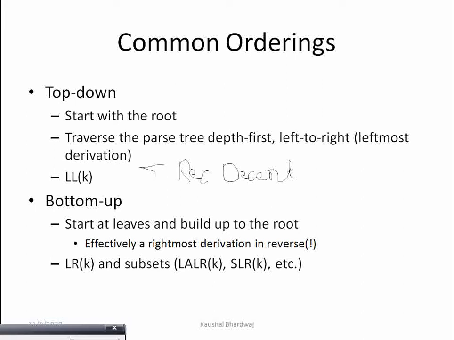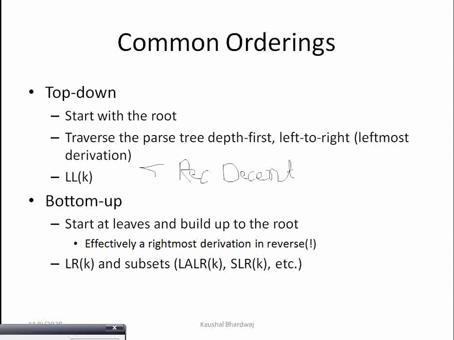The other two methods are the top-down approach and the bottom-up approach. In the top-down approach, we start from the root and try to derive and reach the leaf, right? So we start from the root, we traverse the path in depth first order, and we also use left to right, leftmost derivation, where we derive the leftmost symbol first. Okay, I will tell you about leftmost and rightmost derivation again.